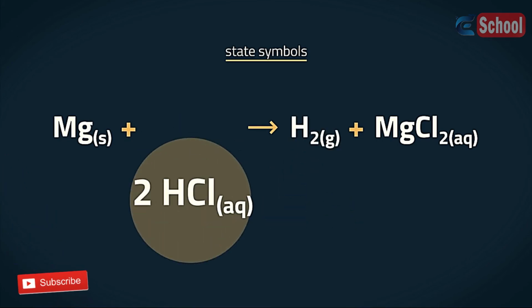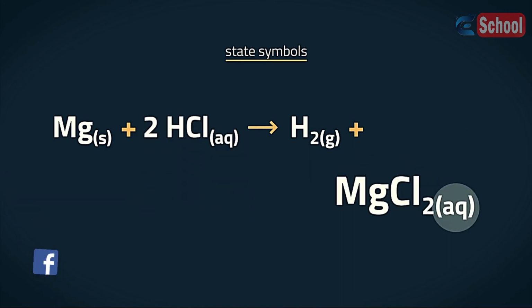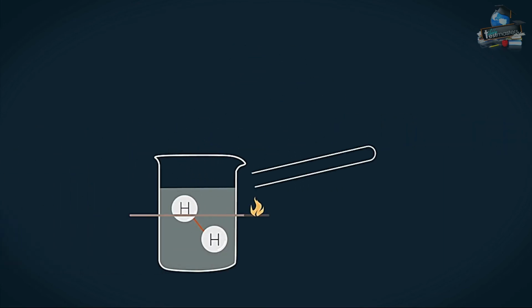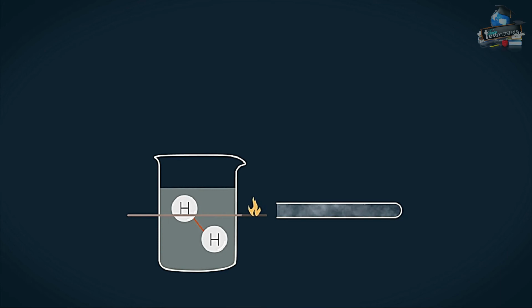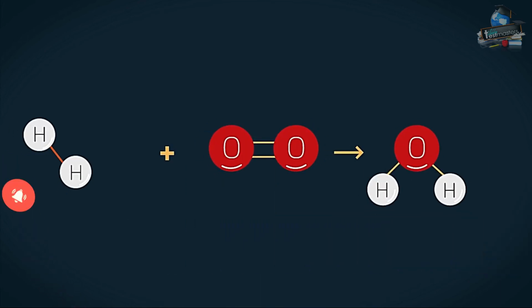Note that hydrochloric acid is in fact hydrogen chloride dissolved in water, so it has a state symbol aq, much like dissolved magnesium chloride. Remember that squeaky pop described at the start of the lesson? This is in fact the reaction of hydrogen gas with oxygen in air to produce liquid water that you can observe at the mouth of a reaction vessel.